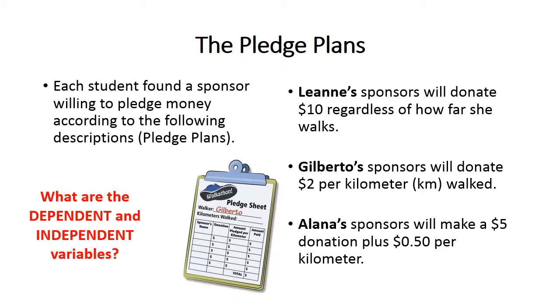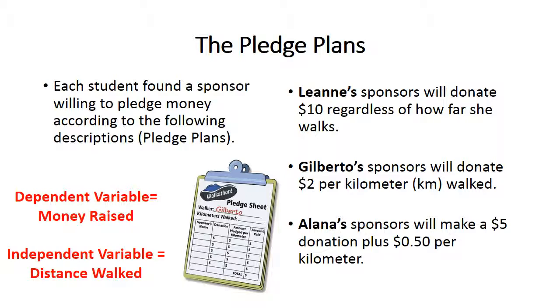So in this case, the independent variable is going to be the distance walked, and the dependent variable is going to be the money raised. Okay, so the amount of money they raise depends on the distance they walk. It might not seem like this in Leanne's case, but we're going to see how this applies in just a couple minutes.